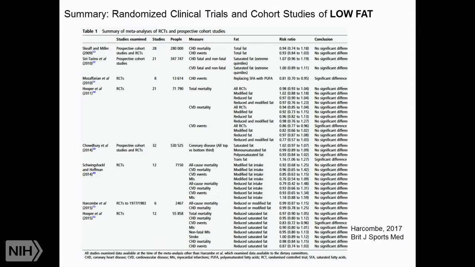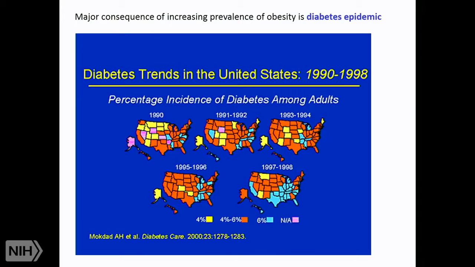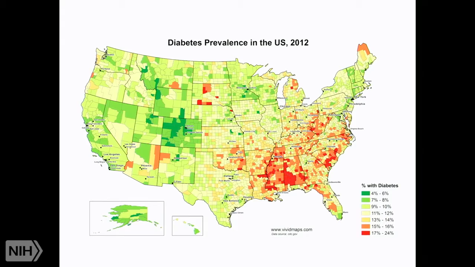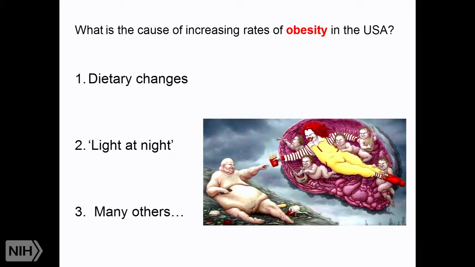However, what has happened is that diabetes in the United States has steadily increased. And if you look at diabetes prevalence, this is 2012, up to 20%, even more, of the adult population across the obesity belt, particularly, has diabetes, and a much higher proportion have prediabetes. So what's the cause? Well, dietary changes have to be number one.